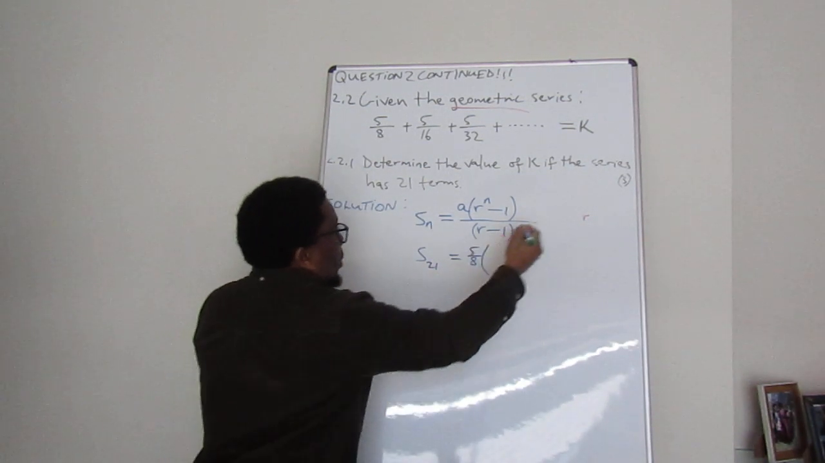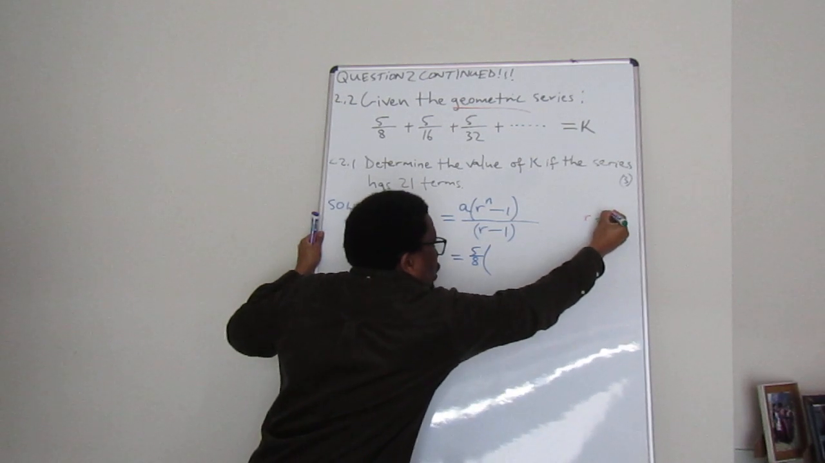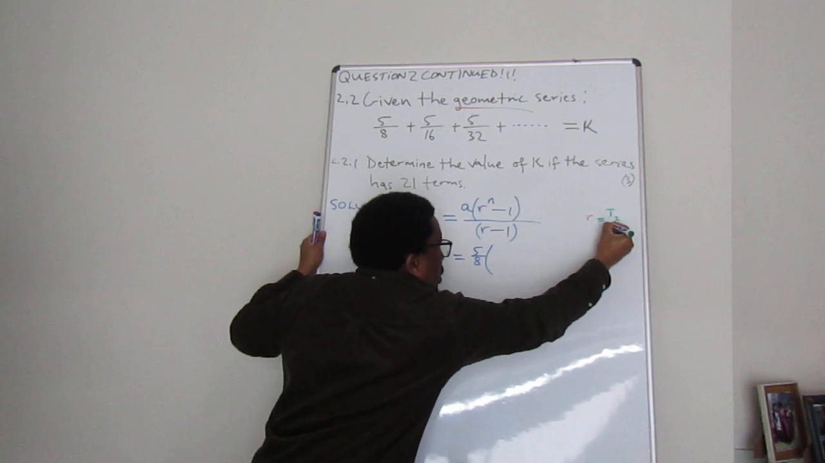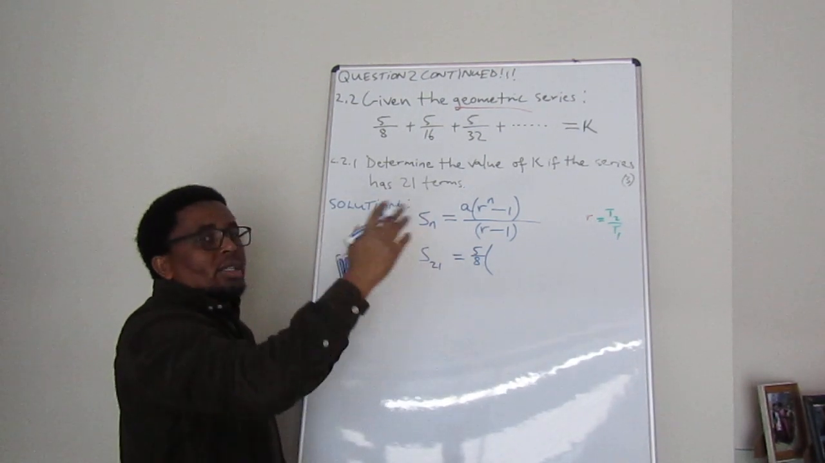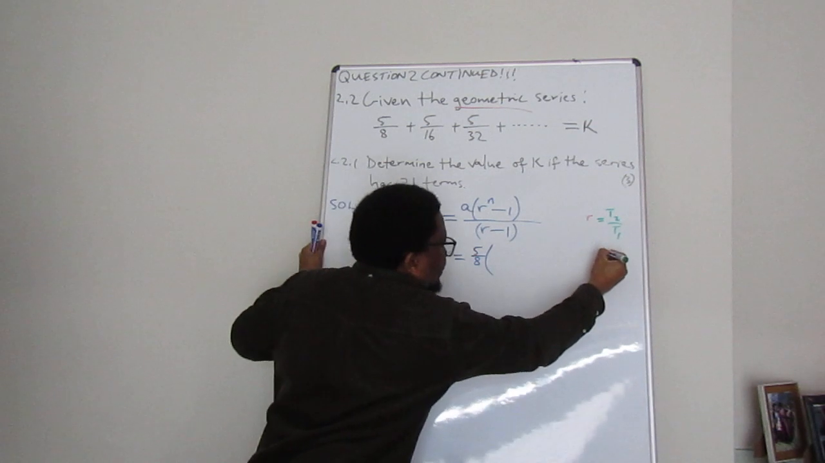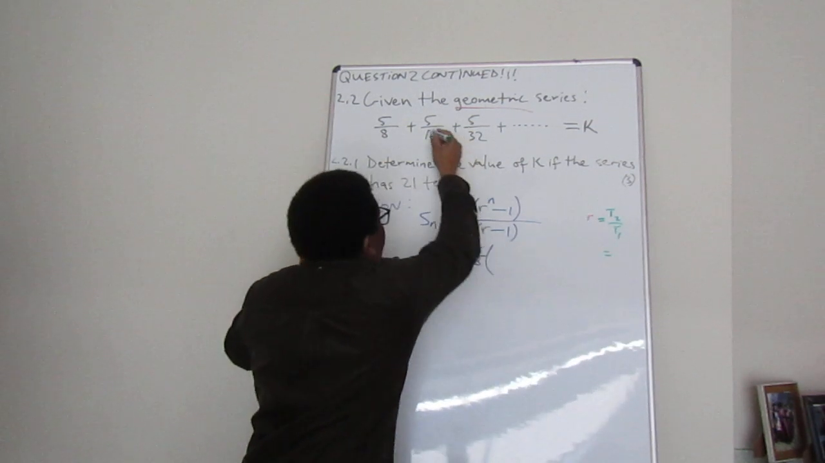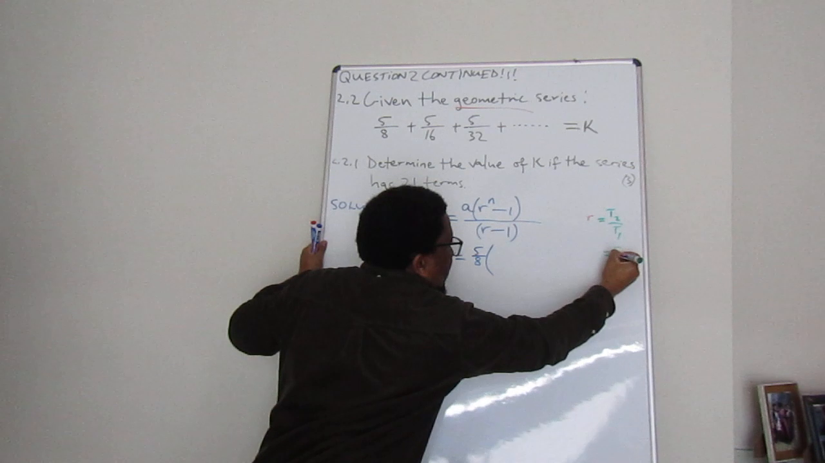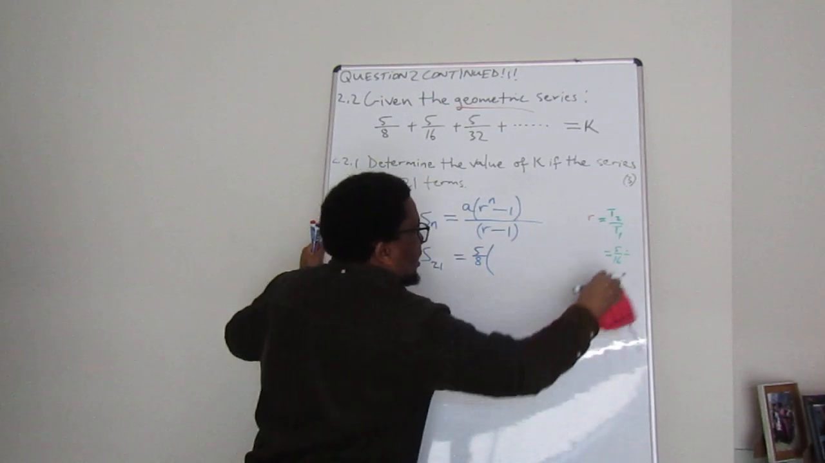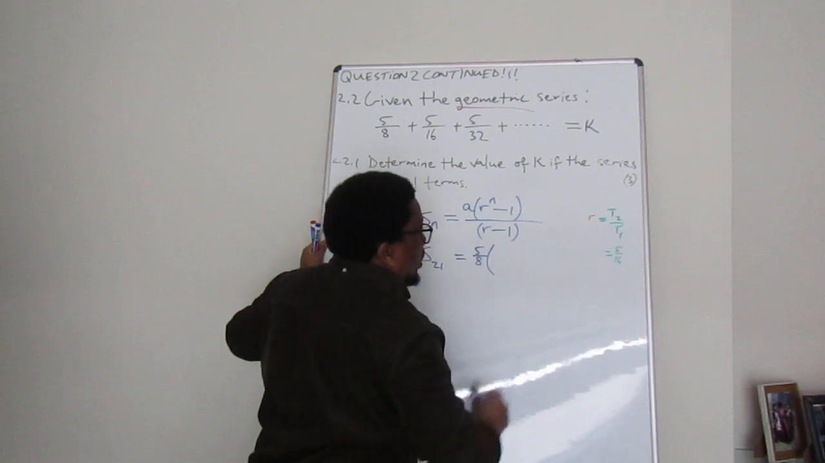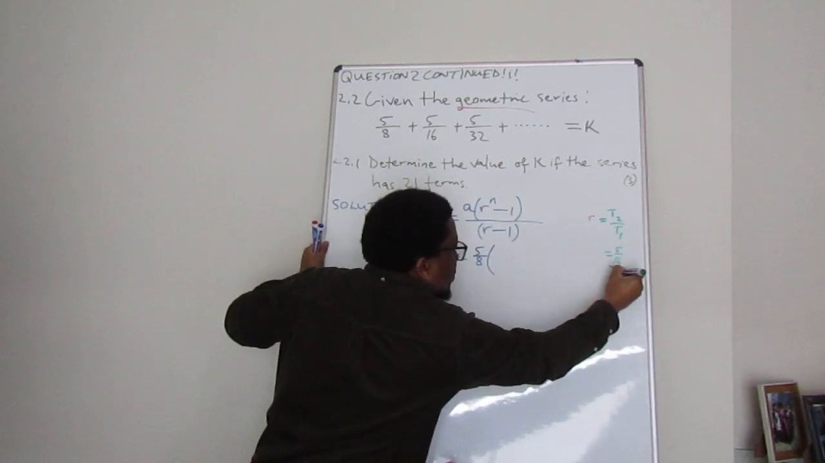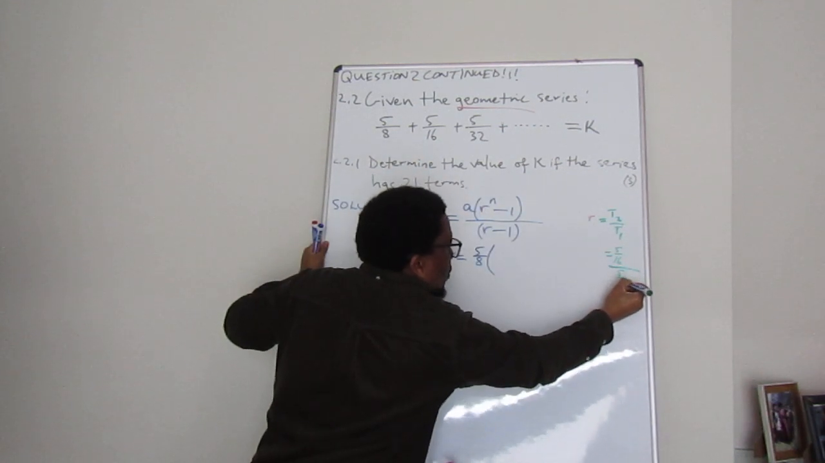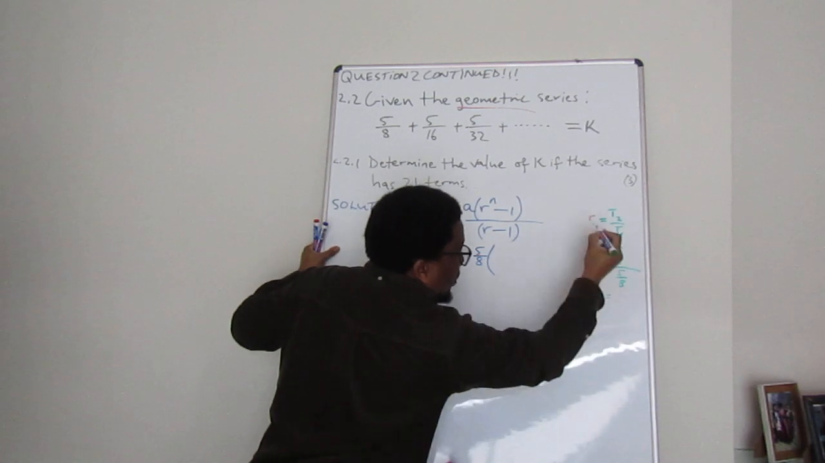In that case, R will be equal to my ratio, term 2 over term 1, or term 3 over term 2, it doesn't matter. What is term 2 in this case? It is 5 over 16. That's term 2, all over term 1. What is term 1? It is 5 over 8. Let's write it the old-fashioned way.